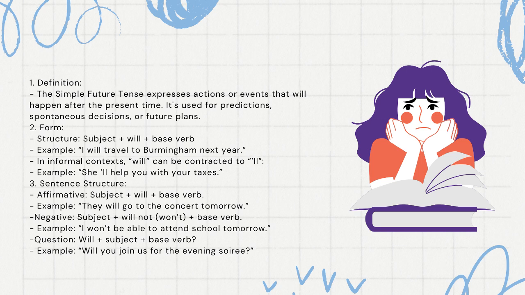Sentence structure. For affirmative, it will use subject plus will plus base verb. For example, they will go to the concert tomorrow. Negative. It is using subject plus will not or won't plus base verb. Example, I won't be able to attend school tomorrow. For question, it will use will plus subject plus base verb. Example, will you join us for the evening soiree?